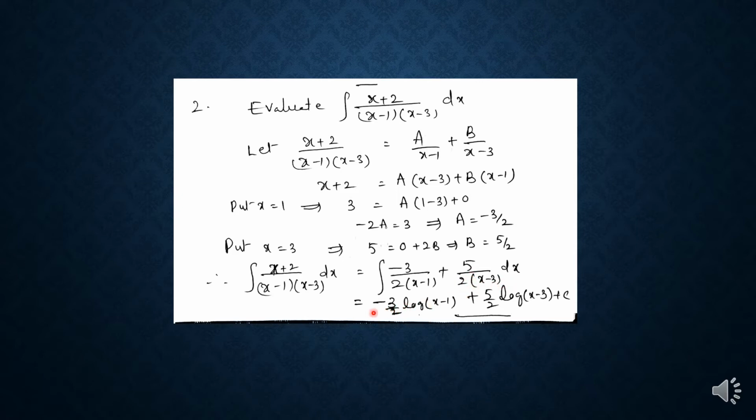So that is equal to minus 3 by 2 into integral 1 by x minus 1 dx is log of x minus 1, plus 5 by 2 into integral 1 by x minus 3 dx is log of x minus 3, plus c. So this is the solution. Next problem.